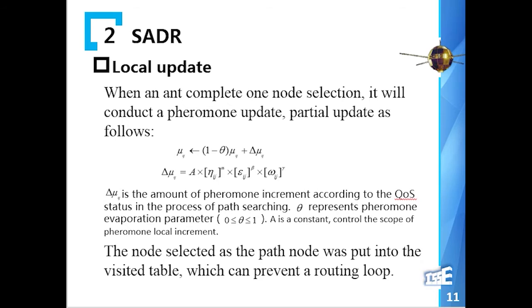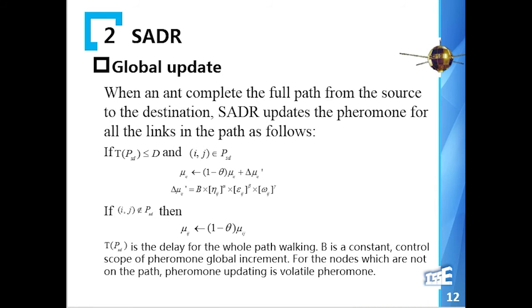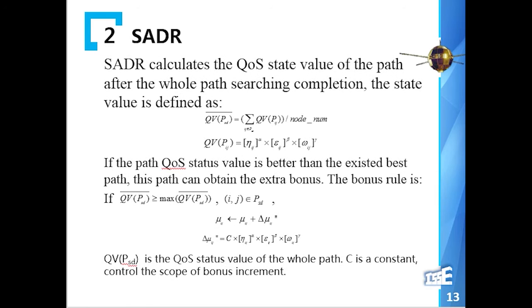After the ant completes a node selection, the node is placed in the visited node set, and then the pheromone is updated locally. When the complete path from the source node to the destination node is completed, the pheromone of all nodes on the path is updated globally. SADR will give an extra bonus to the path that has completed end-to-end communication and whose QoS value is the best.